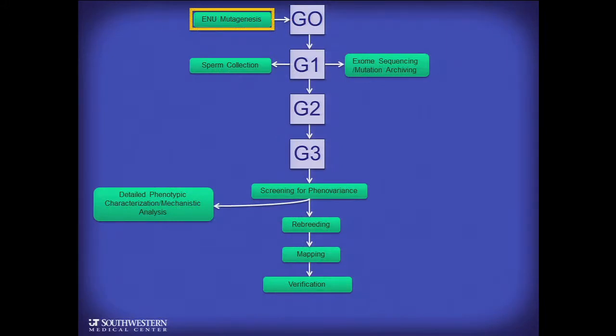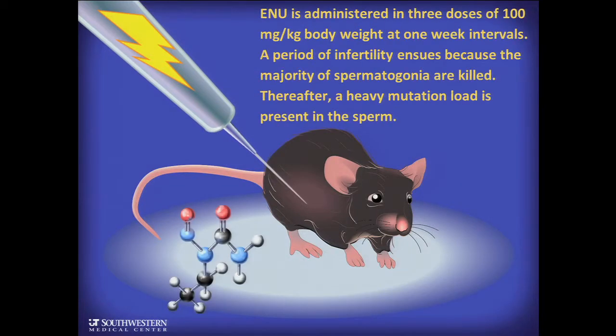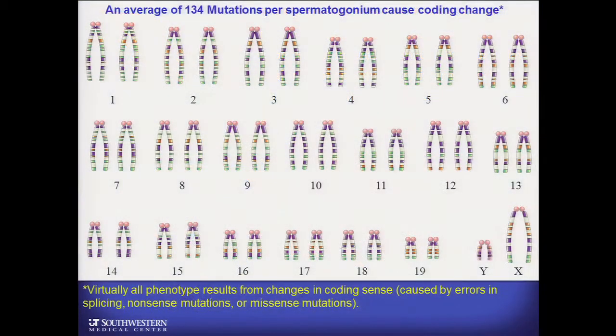The process begins with the injection of ENU into mice with a known background sequence, homozygous at all loci, and these are C57 black 6 animals. ENU is an alkylating agent, and it will form adducts with DNA bases within spermatogonia. The majority of spermatogonia in male mice to which it's administered are killed, but the surviving population will grow back to repopulate the testis, and thereafter the sperm made by these mice have a certain burden of mutations. We know, in fact, what that burden is.